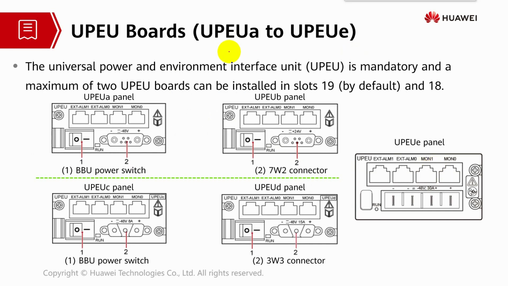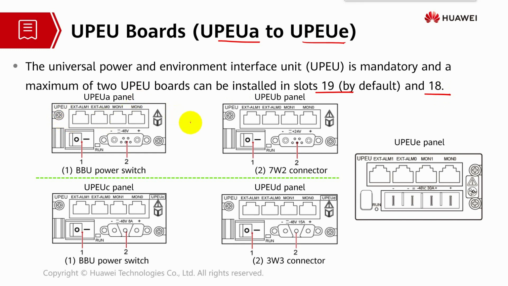Let's go through the power module. UPEU, or Universal Power Environment Unit, boards are also divided into several versions. We have UPEU-A up to UPEU-E. This is a mandatory board. A maximum of 2 boards can be installed, at slot 19 by default and also slot 18. They have different versions of the UPEU models with their own power switch and connectors.